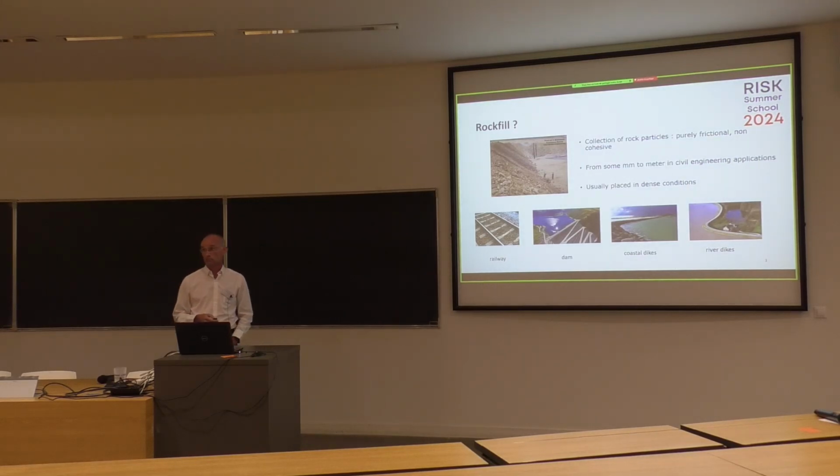So what is a rockfill? Probably you know, but it's a granular material made of independent rock particles. So it means that there is no cohesion between the grains, and the behavior is purely frictional. The grain size distribution ranges from some millimeters, like a sand, to 1 to 2 meters in rockfill dams. And these rockfills are usually placed in dense conditions. Why? Because the denser, the more resistant and the less compressible.